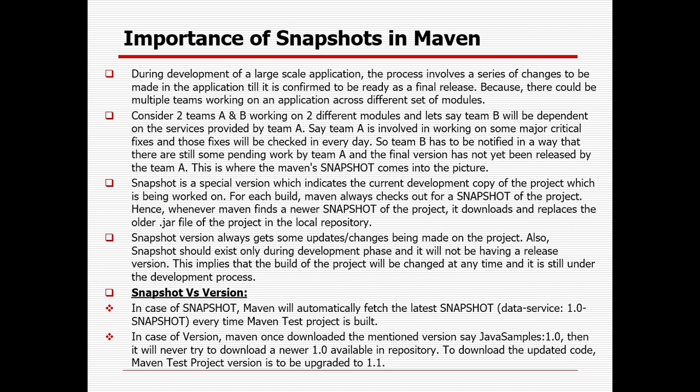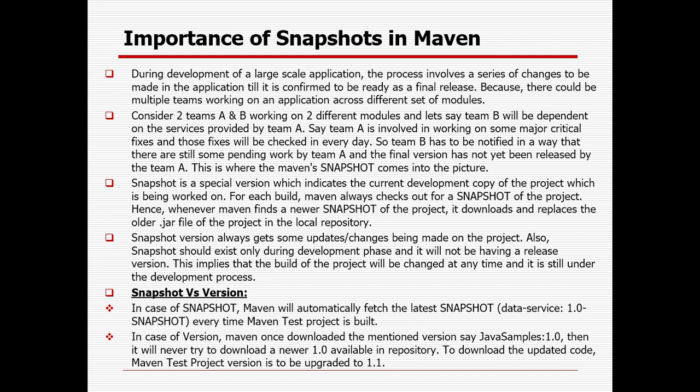During development of a large-scale application, the process involves a series of changes to be made in the application till it is confirmed to be ready as a final release. Because there could be multiple teams working on the application across different sets of modules. So consider 2 or 3 teams working on 2 different modules, A and B. Say B is dependent on the service provided by team A.